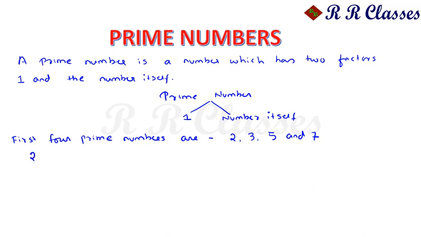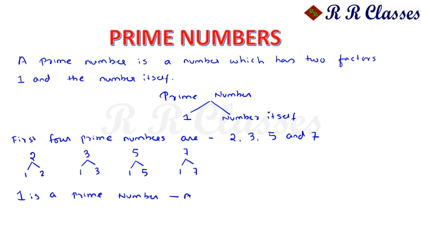If you look, 2 has two factors, 1 and 2 itself. 3 has two factors, 1 and 3 itself. 5 has two factors, 1 and 5 itself. 7 has two factors, 1 and 7 itself. Now a question. Can I call 1 a prime number? The answer is no. I cannot call 1 a prime number. Why? Because 1 has only one factor.